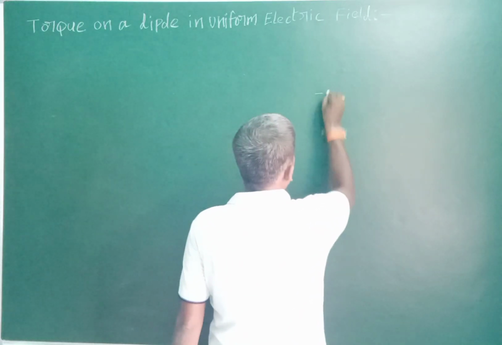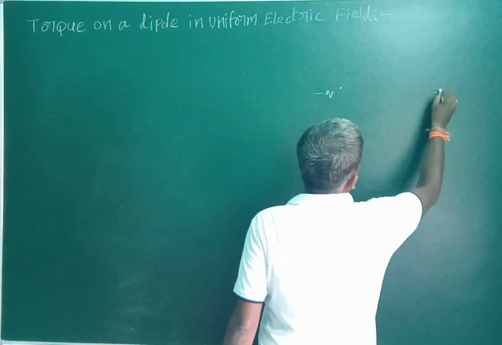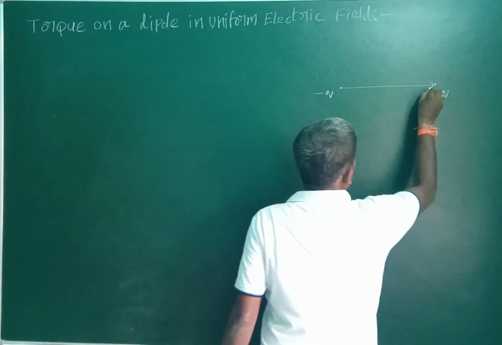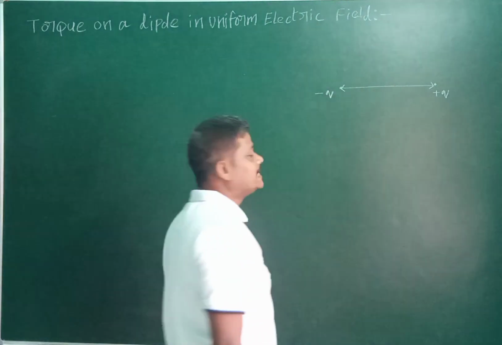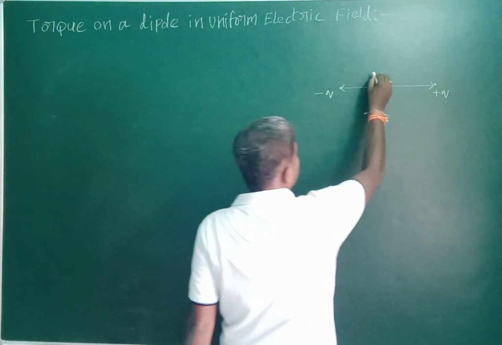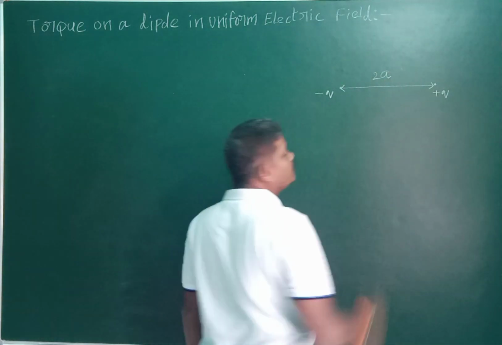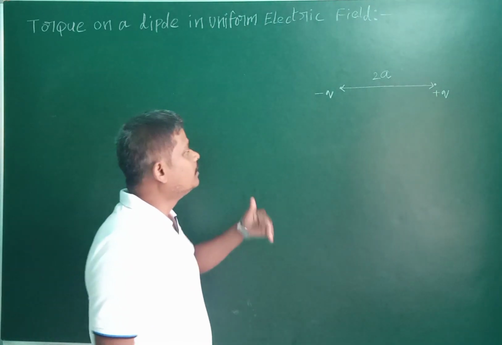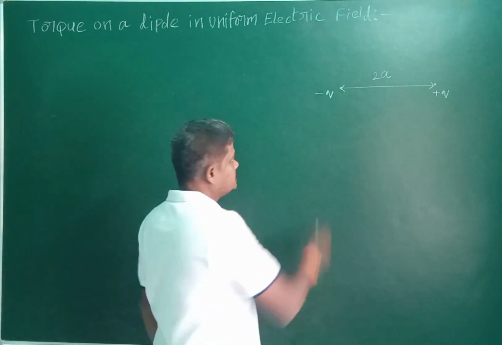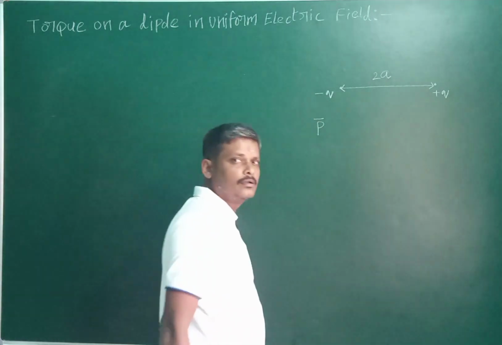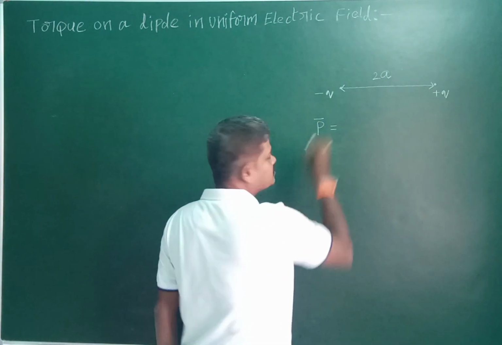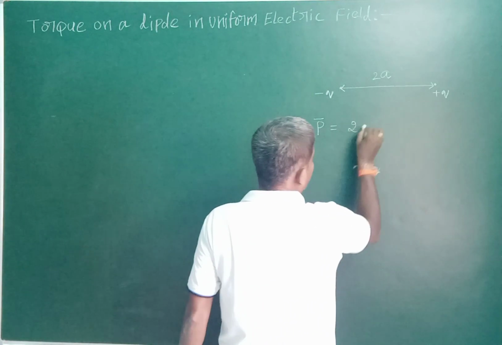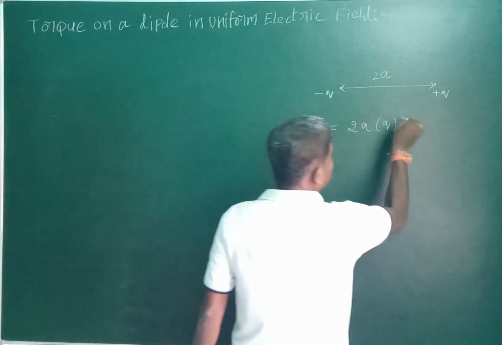Let minus q and plus q be two charges. Their magnitudes are equal, but signs are opposite. Let the distance between these two charges be 2a. They form a dipole, and the dipole moment of this is represented by p bar, and is defined as the product of the distance between the charges and the magnitude of the charge.